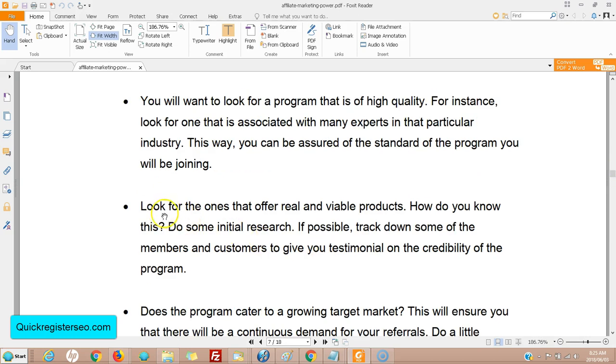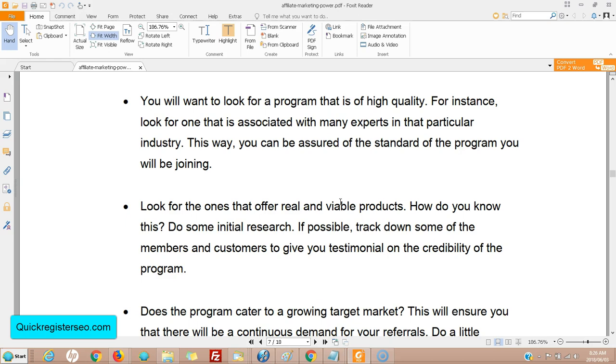And I love this too. Look for ones that offer real and viable products. A lot of people get caught up in this make money, do nothing thing. They're looking to make money online, so they find opportunities that are about making money online. I would avoid that. All right. Look for things that offer real products, real services, not just something that's promising to make money, make money, make money. It's a dead end.